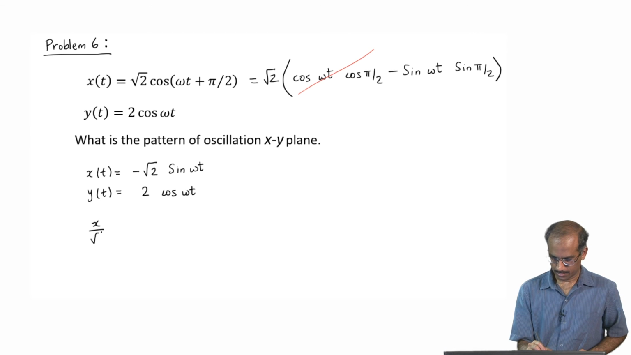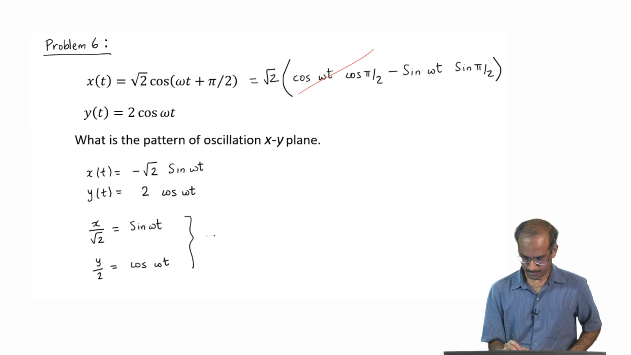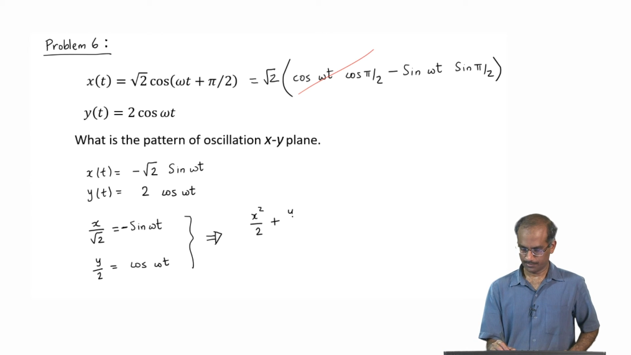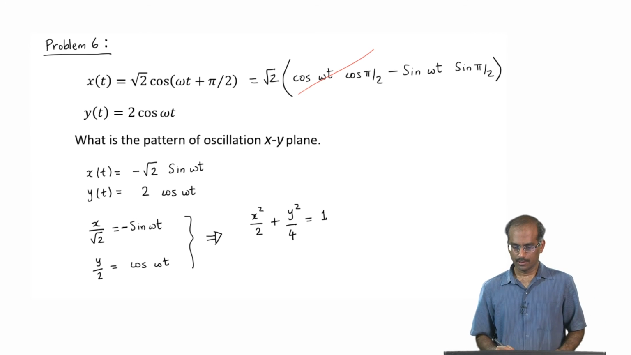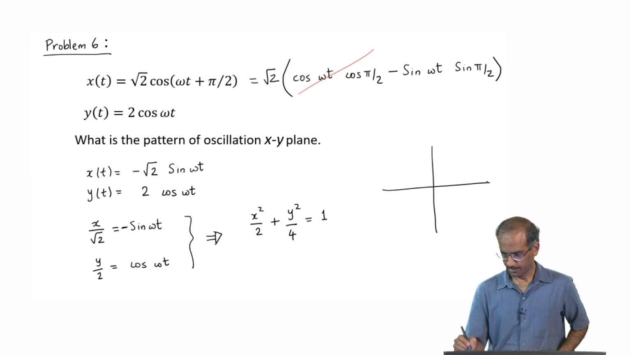x by root 2 is equal to minus sin omega t, and y by 2 is equal to cos omega t, and if I square and add, I will get x square by 2 plus y square by 4 is equal to 1. I missed a minus sign earlier, but it does not matter after squaring. So, clearly this is an ellipse, as what we have got is the equation of an ellipse.